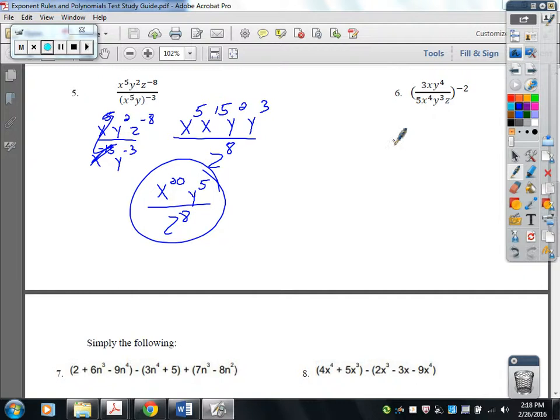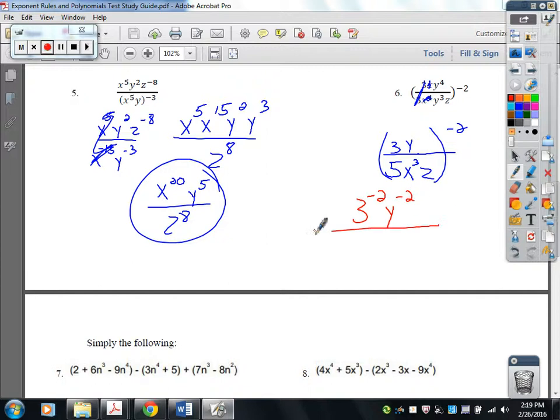This guy I can simplify first, so I get 3 over 5. I don't have to simplify first, but I can. This is x to the 3rd in the denominator, and then it's going to be y to the 1st in the numerator, and then z in the denominator, all this being raised to the negative 2nd. So this would be 3 to the negative 2nd, y to the negative 2nd over 5 to the negative 2nd, x to the negative 6, z to the negative 2nd.